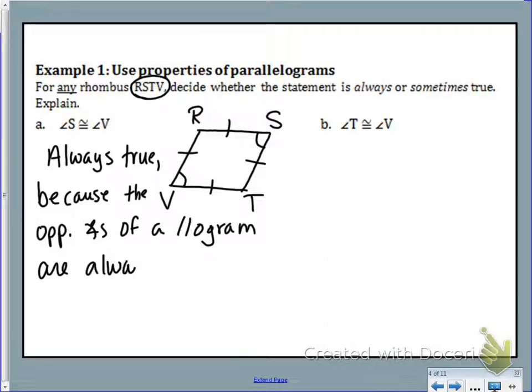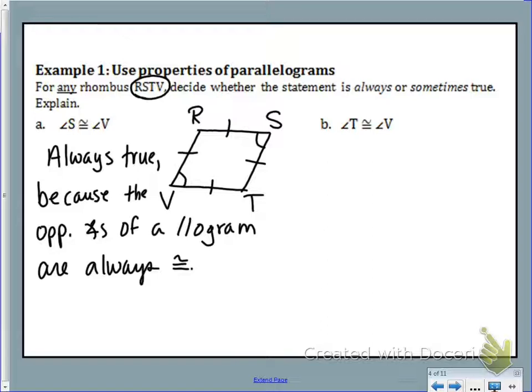Now you might be thinking, but this isn't a parallelogram, it's a rhombus. Keep in mind that a rhombus is just a specific type of parallelogram. So a rhombus is still a parallelogram, as well as a rectangle and also a square. Those are all examples of parallelograms. All right, well, we're going to use the same picture here.